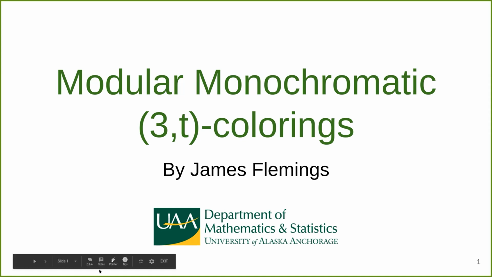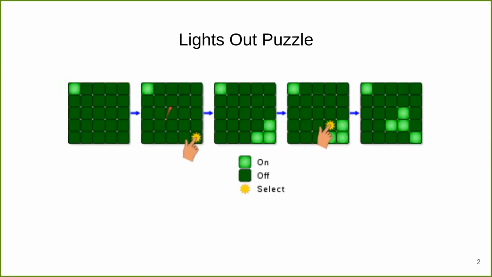All right. So, my name is James Flemings, and today I'm here to give a talk about modular monochromatic 3T colorings. So first, I want to start with a well-known combinatorial problem called the lights out puzzle. So we are given a 5x5 grid where each square represents a light that is either on or off. And the goal of the game is to turn off all of the lights.